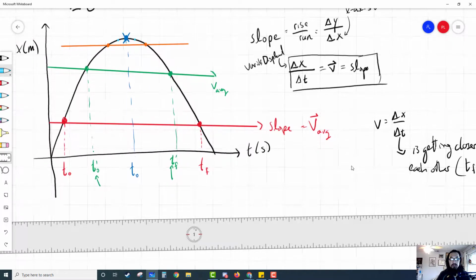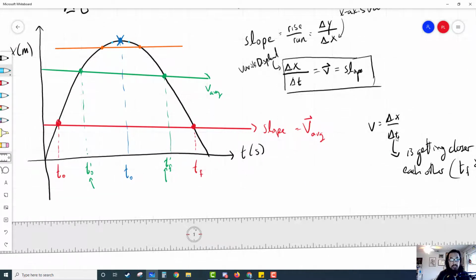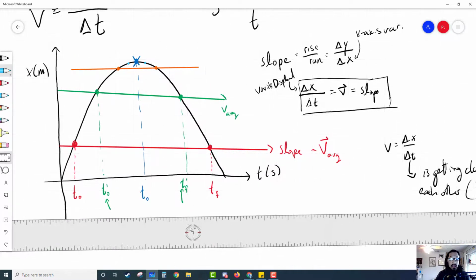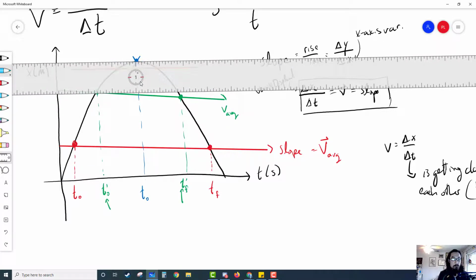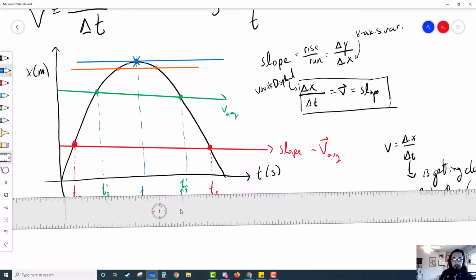So instantaneous velocity tells us that our T is basically just T. There is no TF, there is no T0, it is just T. So we're shrinking the average time until we get to a single point. And when we find that single point, the strategy is the same. If you were to find the slope of that single point, that slope will tell you the instantaneous velocity.